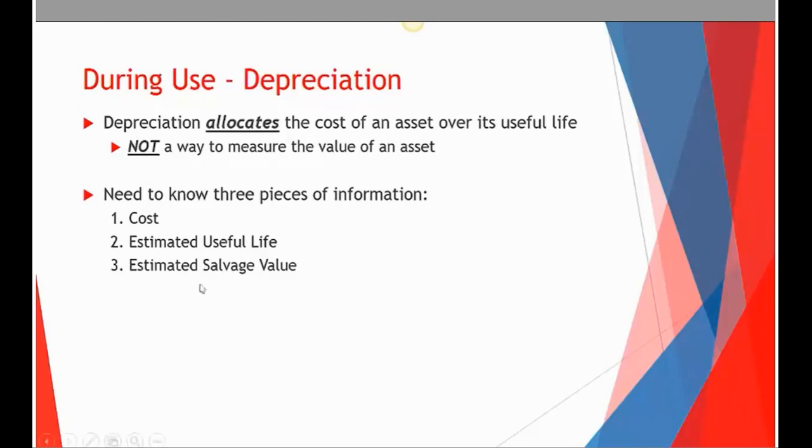And so notice number 2 and 3, those are both estimates. Companies don't know that. They're going to take their best guess, and usually they're going to set up a policy. So all trucks will be 5 years. These are all our tractor trailers will be 5 years. All buildings will be 30 years. They'll set up predetermined amounts. And then, okay, so we know those 3 pieces of information.